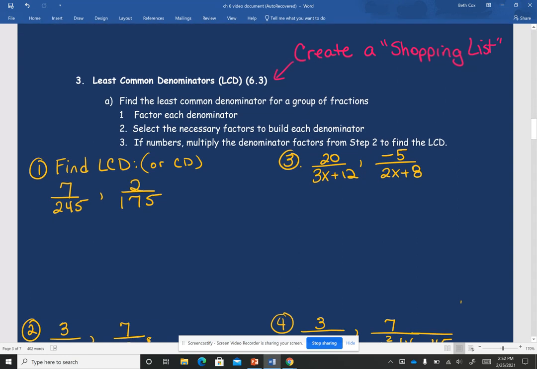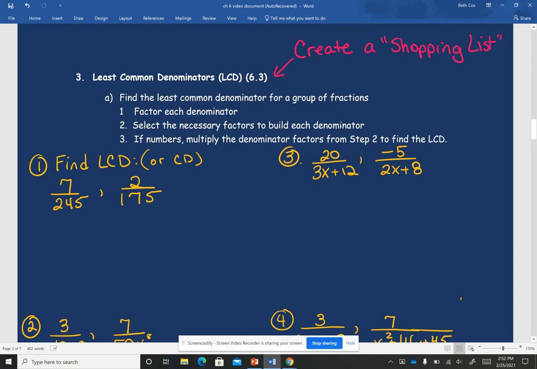Okay, so to find the common denominator. Now, this is the same little thing that you do no matter whether you're doing regular fractions or whether you're doing rational expressions. Our goal is to be able to do rational expressions. But we're going to find a common denominator. And so, the first thing on our list says to factor each denominator.